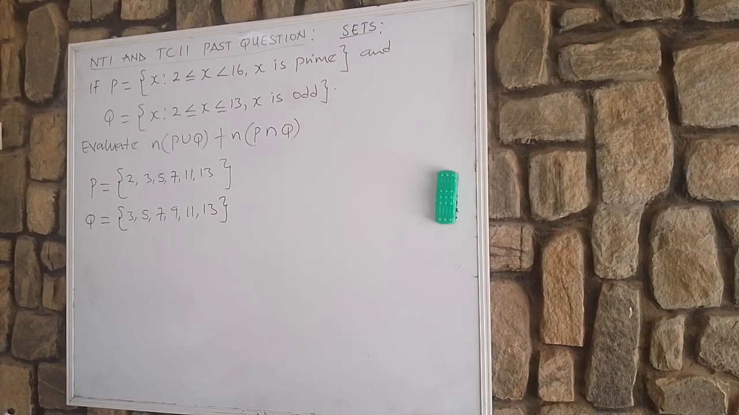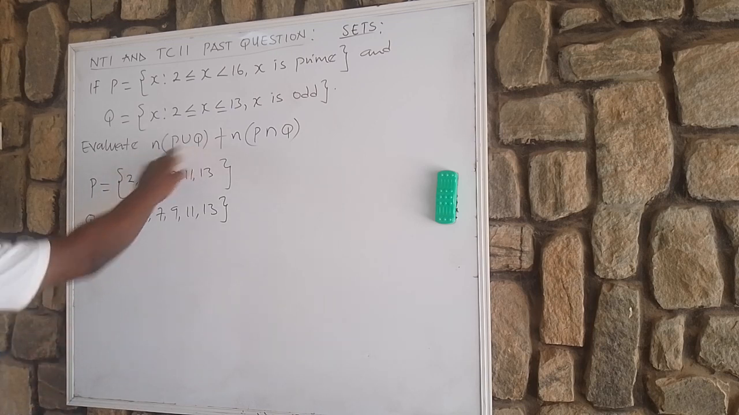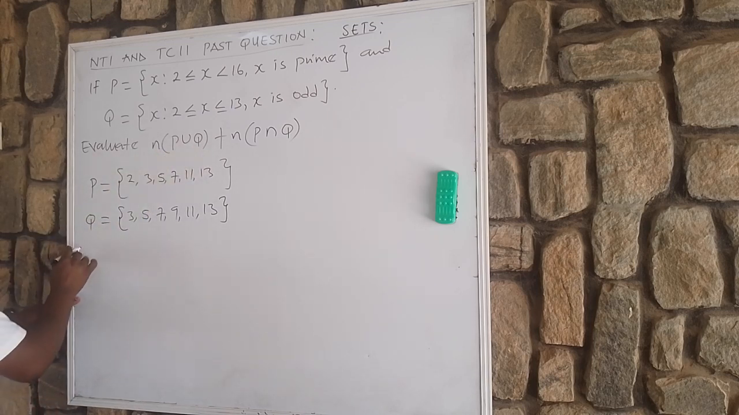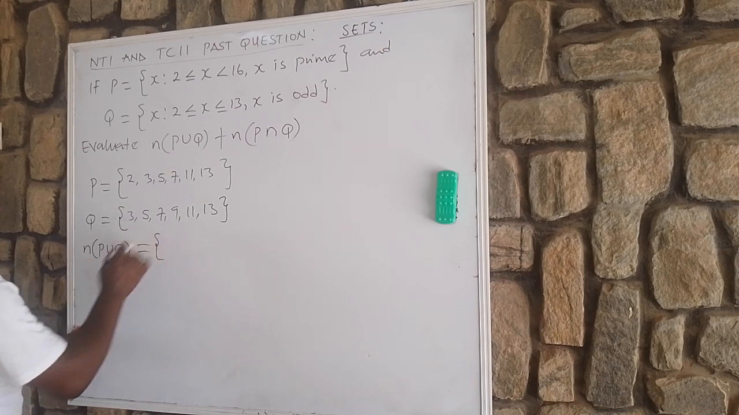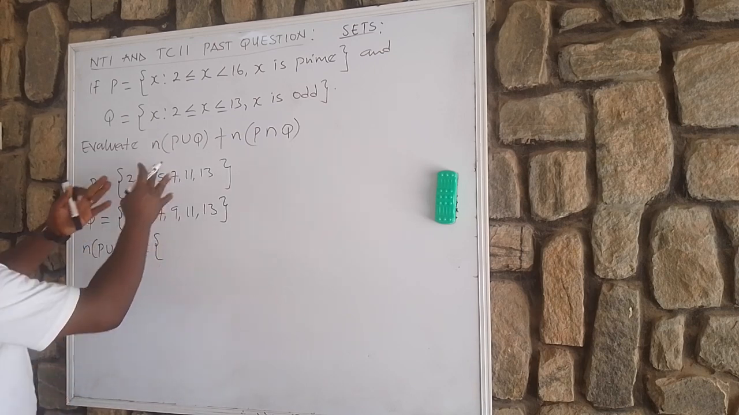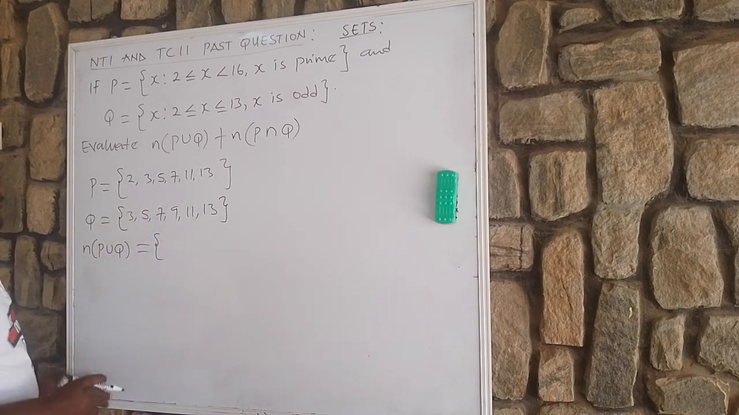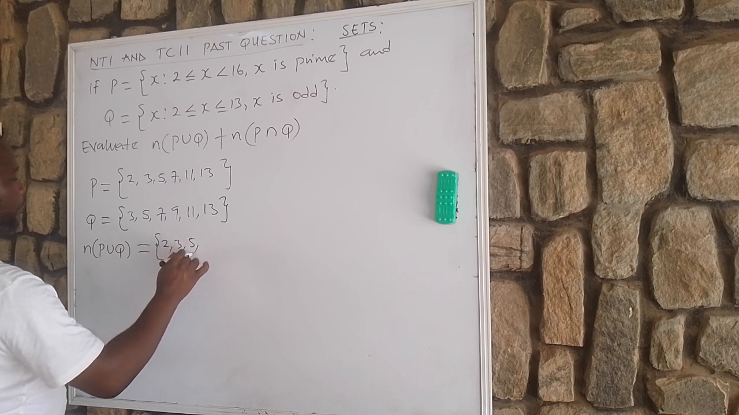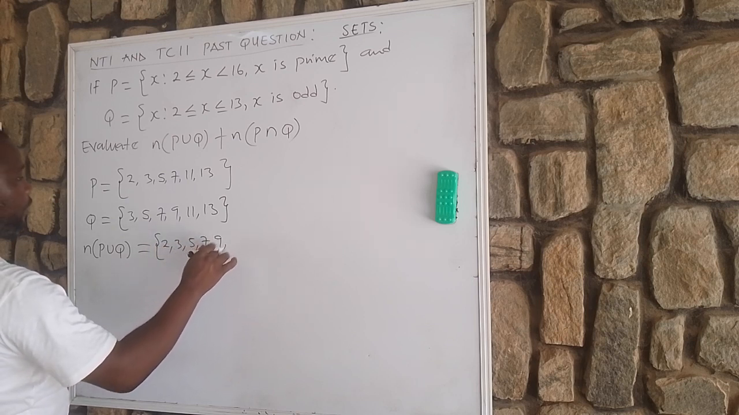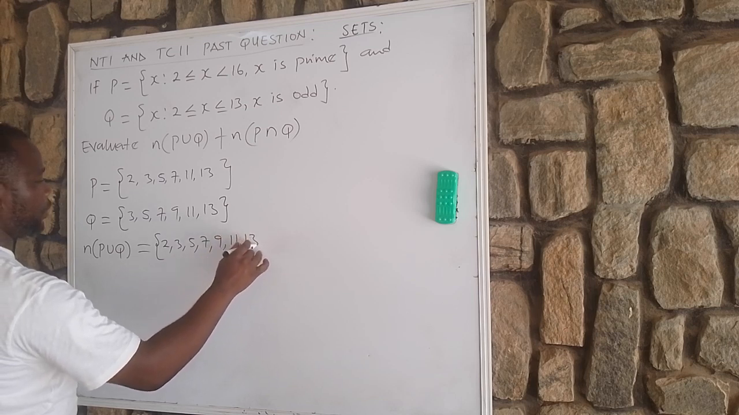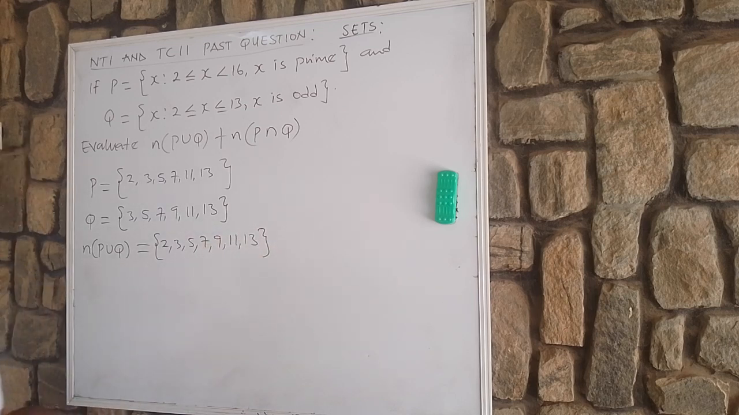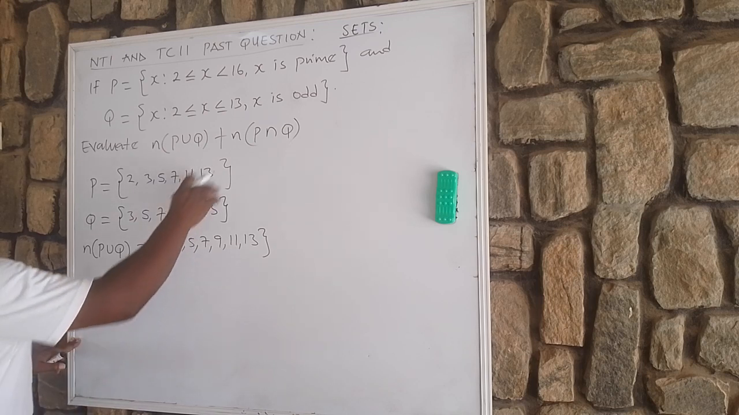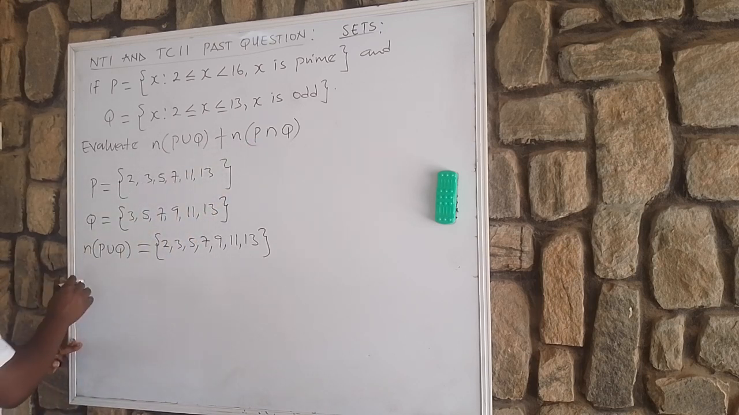So now let's consider the number of P union Q. Union means everything here, but it will not repeat itself. Any number: 2, 3, 5, 7, 9, 11, and 13.